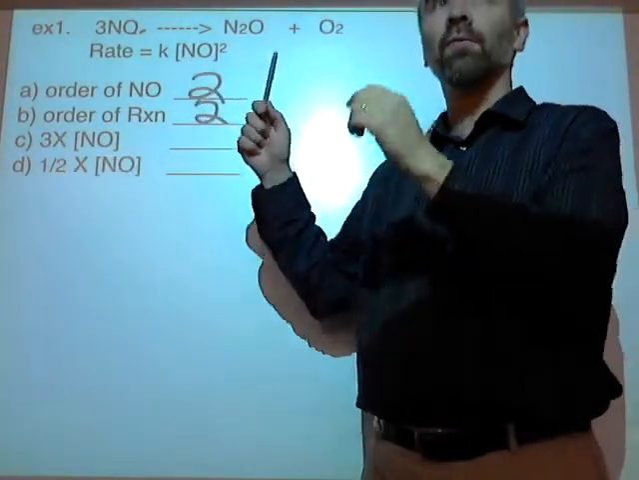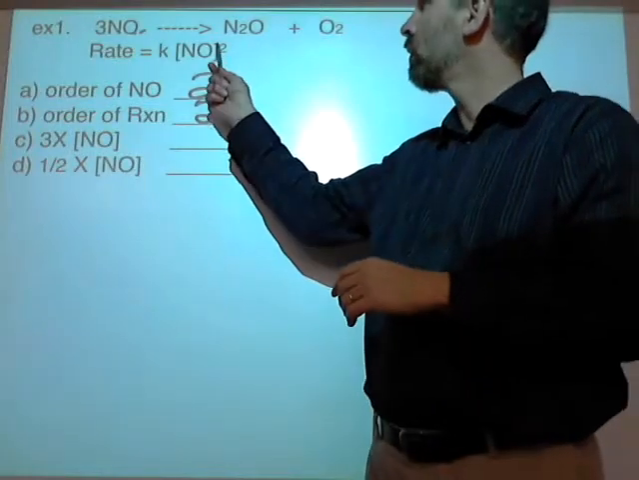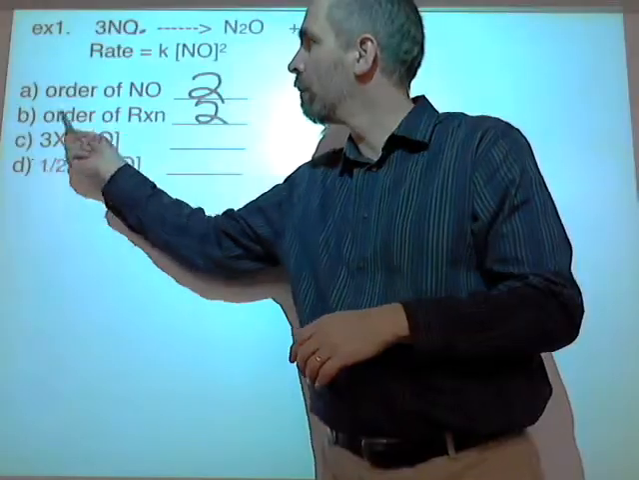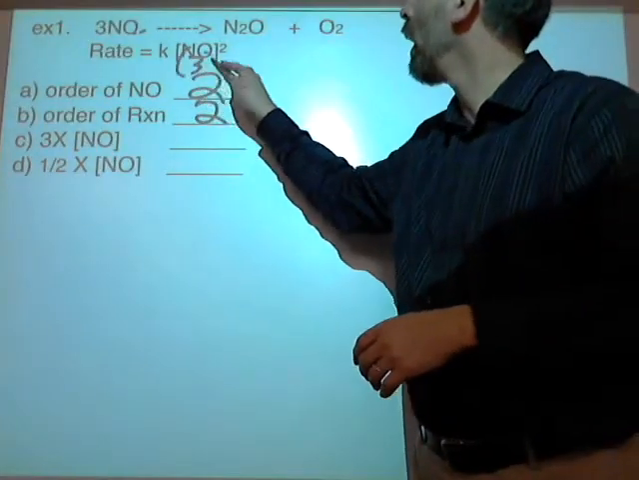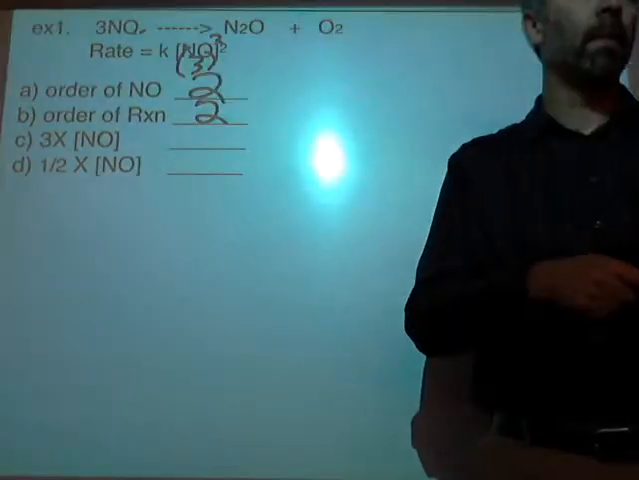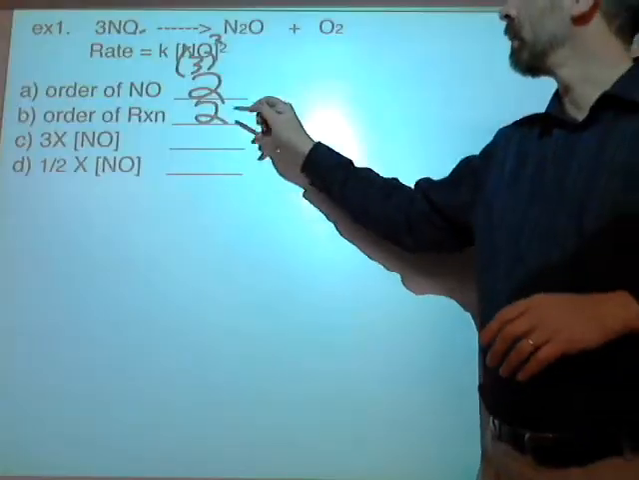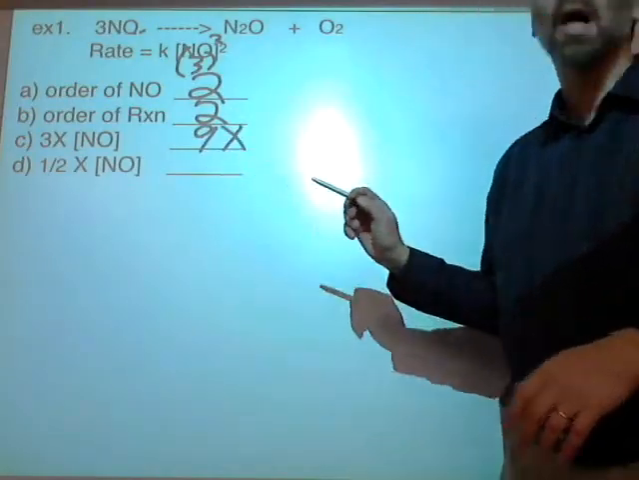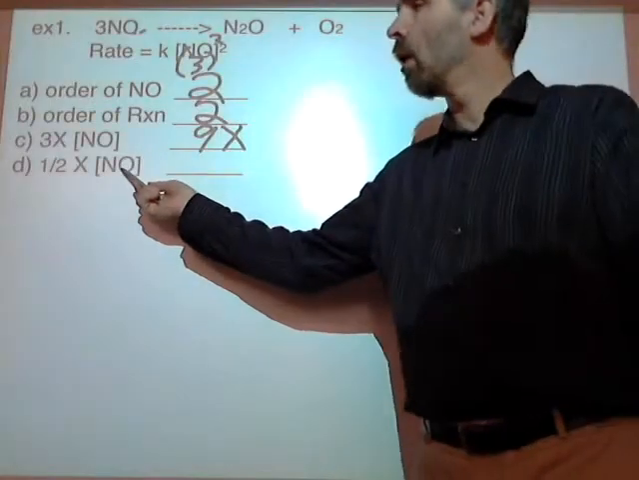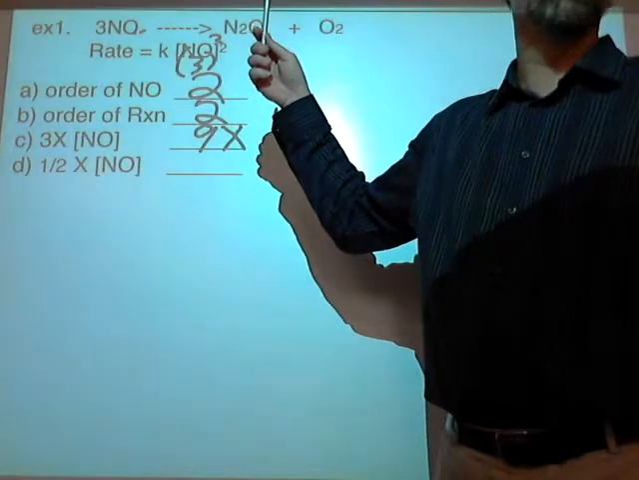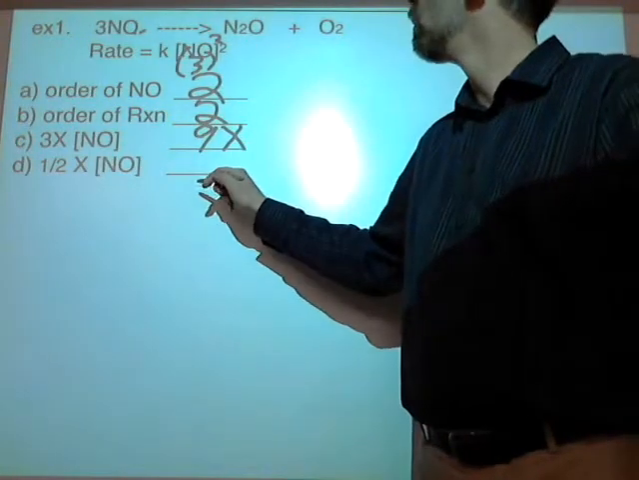NO is involved in the slow step twice. So changing it by a factor of 3 is going to have what effect? It's going to be 3 raised to the second power, right? So what will happen? Everybody agree it's going to be 9 times faster? Right. Okay. And 1/2 of NO raised to the second power is going to be what?